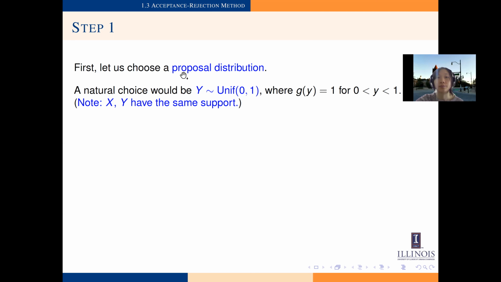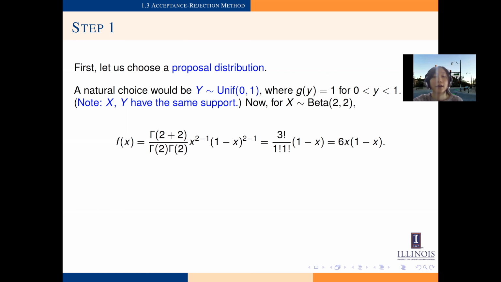So let's choose the proposal distribution y to be uniform 0-1. We know that for the uniform 0-1 distribution, the PDF g is equal to 1 for all possible y's between 0 and 1. And you can note that here, x and y have the same support. So y is also between 0 and 1.